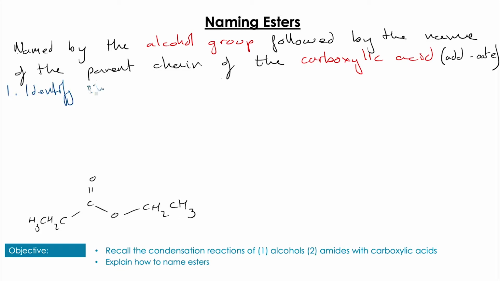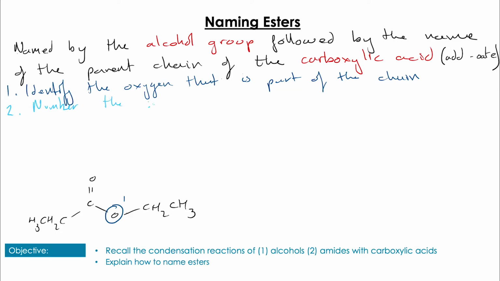So, first step, we're going to identify the oxygen that is part of the chain. That's this C-O-C oxygen. You're going to identify that, circle it. That's going to be where we work outwards from. Next, I'm going to count the carbon chains either side of that central oxygen. So on my right hand side, I can see I have 1, 2, and on my left, I have 1, 2, 3 carbons. So I have a 2 chain on my right and a 3 chain on the left of the oxygen.